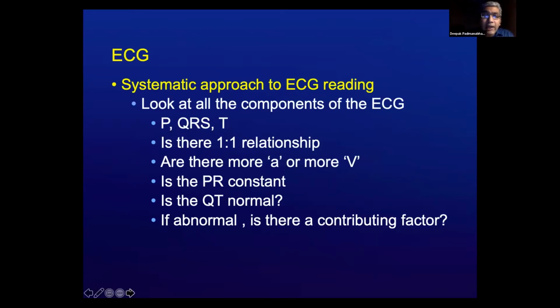When the ECG is finally in our hands, it's important to look at all the components of the ECG and not just look at the rhythm or the ST segment. We need to see whether there is a proper P wave, a QRS, and a T wave. Is there a 1:1 relationship between them? Whether there are more A's or more V's. The PR is constant, the QT is normal, and if it is abnormal, is there a contributing factor?